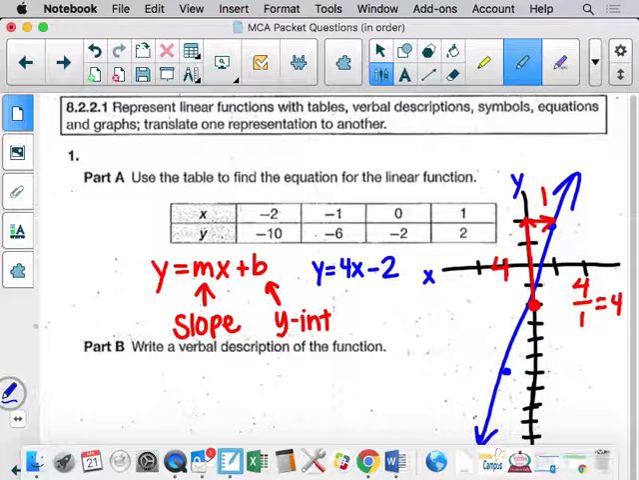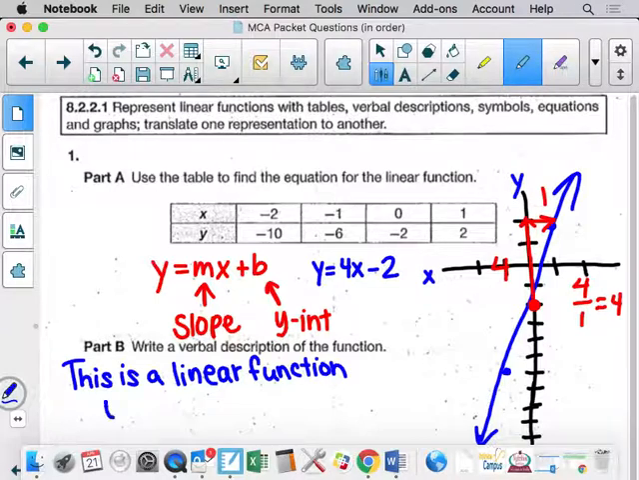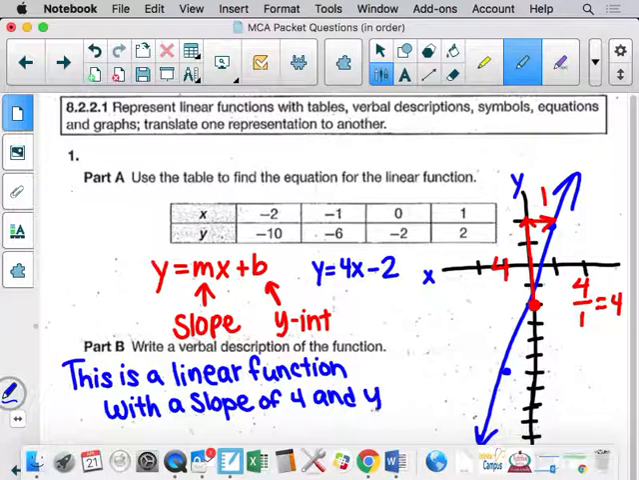A verbal description of the function would be, this is a linear function, because my graph was a line. And I could describe it by saying it has a slope of 4 and y-intercept -2. So that's just giving more details about the graph or about the function.